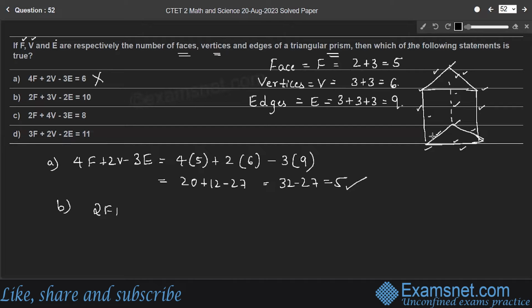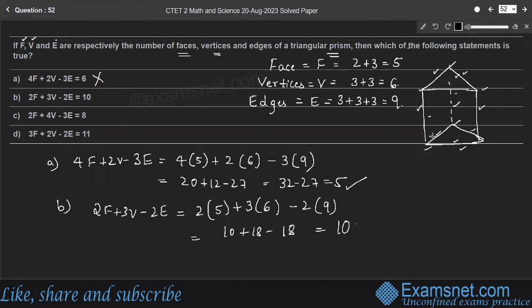In that, 2F plus 3V minus 2E is equal to 2 times the number of faces, 5, plus 3 times the number of vertices, 6, minus 2 times edges, 9. Therefore 10 plus 18 minus 18, which is equal to 10. So according to option B, the left hand side is equal to 10. In a triangular prism, 2 times its faces plus 3 times the vertices minus 2 times the edges is always 10. Hence option B is the right answer.